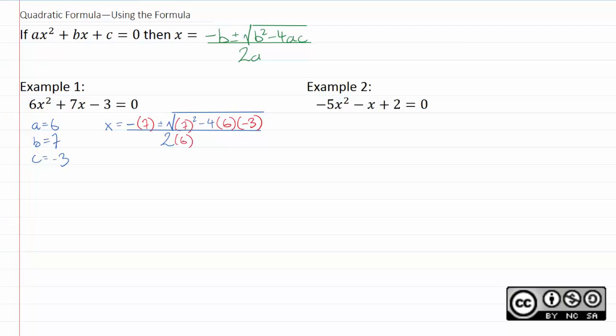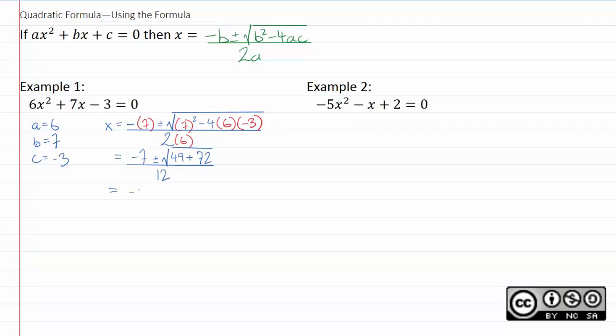And now we just simplify and we're all set. So here we'll get negative 7 plus or minus the square root. 7 squared is 49. 4 times 6 times 3 comes out to 72. You have these negatives there. That comes out to positive 72 at the end. And we divide that by 12. And again, you just simplify. And when you get done with this, you should have, in this case, something pretty nice.